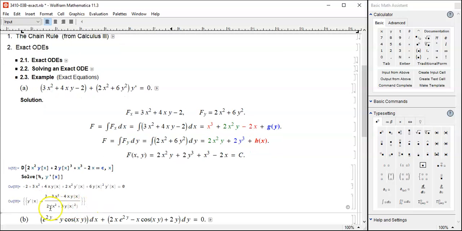And does it match this thing over here? It looks like it. The numerator is 3x squared plus 4xy minus 2. Okay, alright, match. Except for the sign, of course, but we'll have to flip it over to the other side, so sign actually matches too. How about the denominator? 2x squared plus 6y squared. Yes, that matches too. So yes, everything checks out. This is a solution. Now, can you do the next problem here?